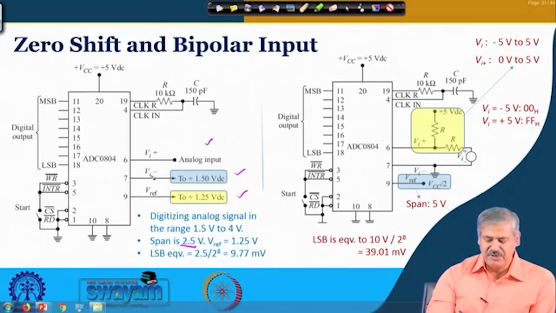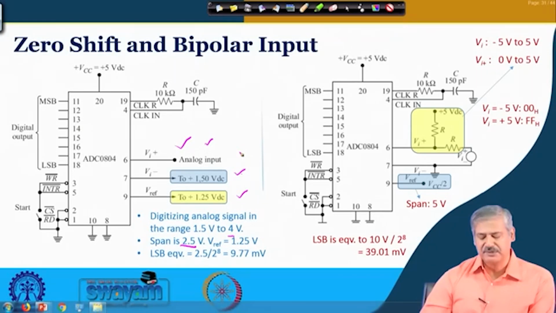So, this Vi minus, the voltage you have connected is 1.5 volt, and this span is 2.5 volt. So, the lower range is 1.5 volt, so 1.5 plus 2.5, that is 4 volt. So, analog input is now going up to 4 volt. That is the range, 1.5 volt to 4 volt, that you can do through this particular arrangement.